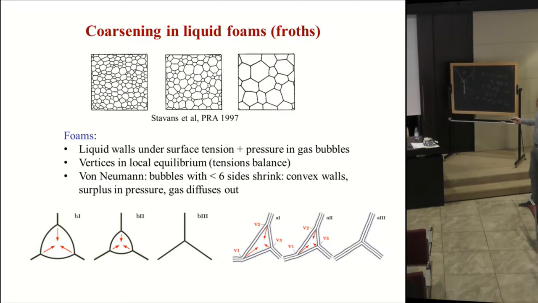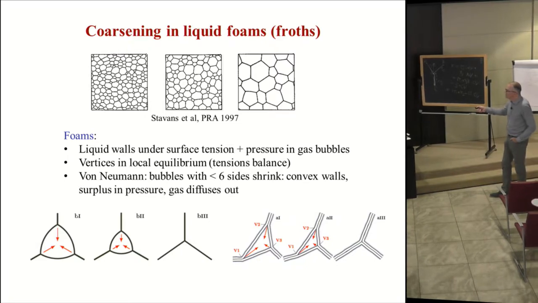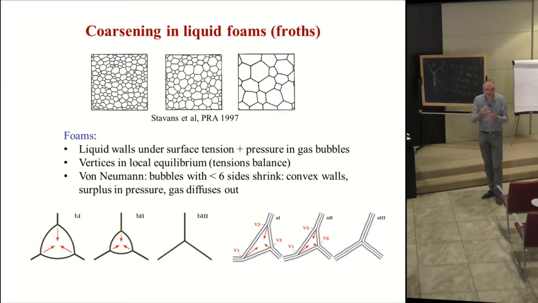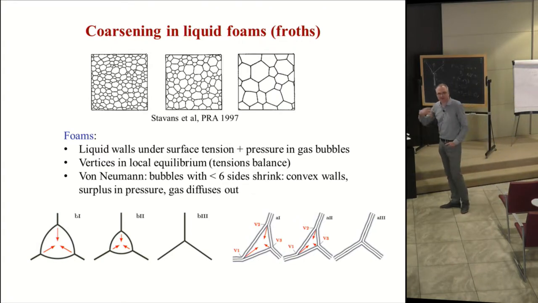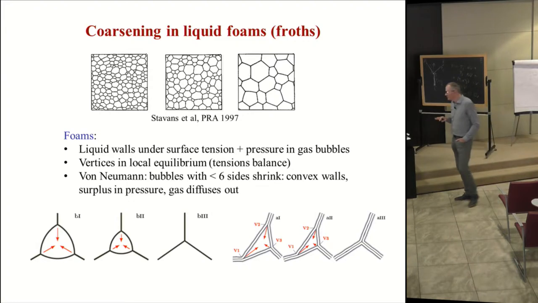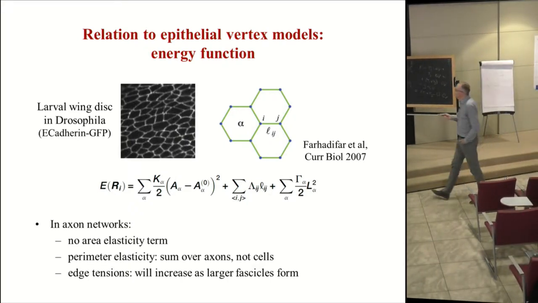Now, in our case, we have no pressure. Pressure is completely irrelevant because these spaces between the axons are not enclosing space, right? So we don't have any differences in pressure at all. So the shrinking of our loops cannot come from the Young-Laplace law and curved boundaries. But I showed you on the previous slide an alternative way that would predict that such loops are unstable toward shrinking. So topologically, you get something quite analogous to some physics of coarsening of foams, and also you become related, not in terms of coarsening, but in terms of the mechanics of the network, to epithelial vertex models.